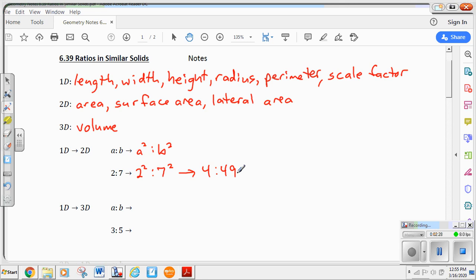If 2 similar objects have a 1-dimensional ratio of A to B, and then you want to know the 3-dimensional ratio, you would cube the dimensions. So a 1-dimensional ratio of 3 to 5, what would be the 3rd dimension ratio? Well, cube each one. 3 cubed to 5 cubed will become 27 to 125.